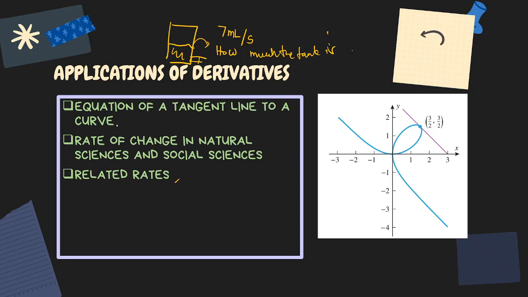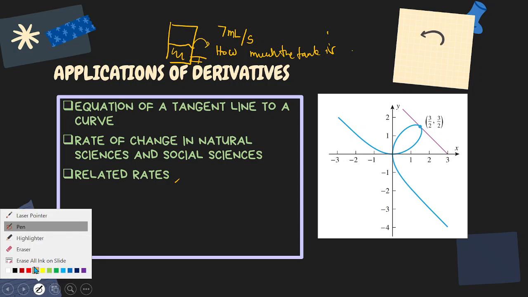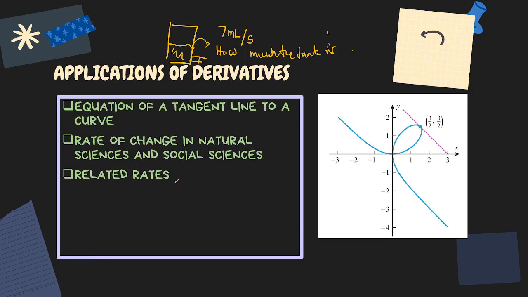So our first topic would be this one, equation of the tangent line to a curve. This is an example of the equation of the tangent line. When I say equation of the tangent line, you are going to use the point slope form. If you're familiar with the point slope form, the equation for slope is y is equal to mx plus b. And the point slope form is y minus y sub 1 is equal to m times x minus x sub 1.